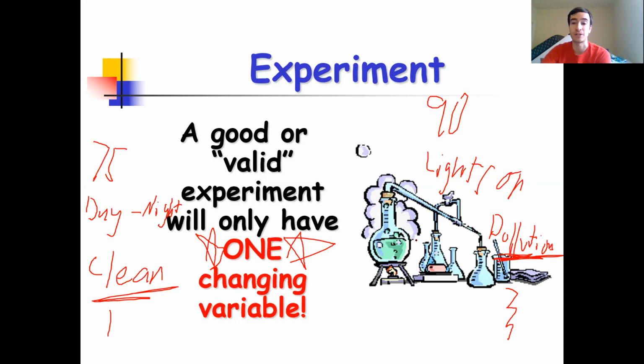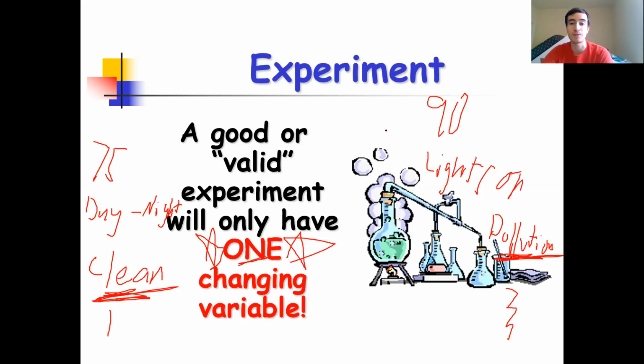We don't know, based on this experiment, what caused the tails to grow weirdly in the salamanders, because we have so much that's different. So in order to have a good experiment where you, at the end of the day, can have a clear answer on what caused the change in your groups, you can only have the one changing variable.